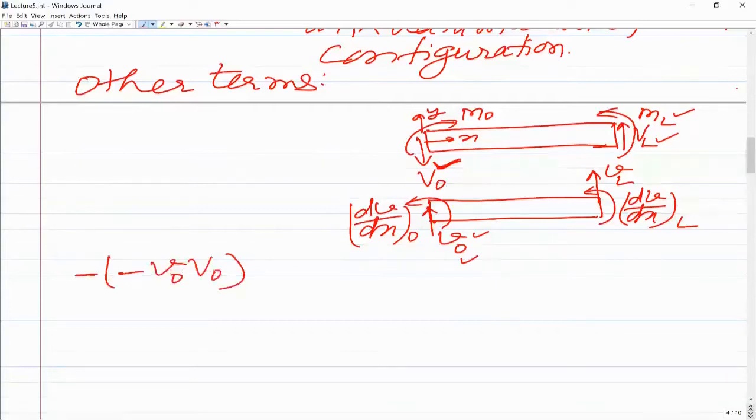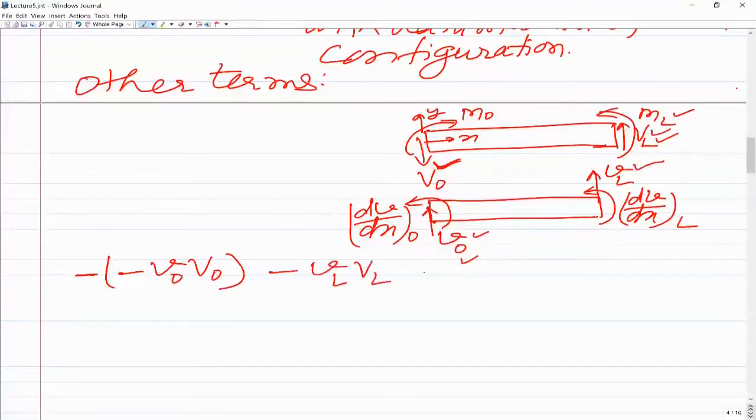Now if I look at the right side, the shear force is in the positive y direction, and the displacement on the right hand side is also along the positive y direction. So both of them are in the same direction. So the work done would be small vL into capital VL, and then the potential energy would be negative of this.